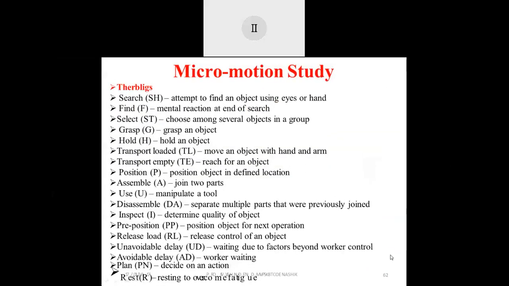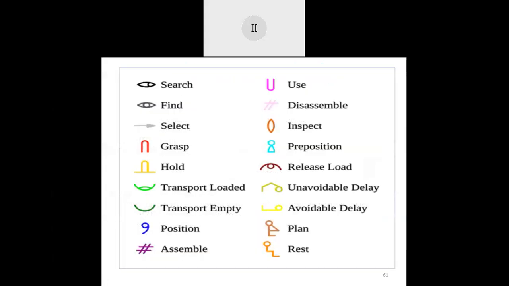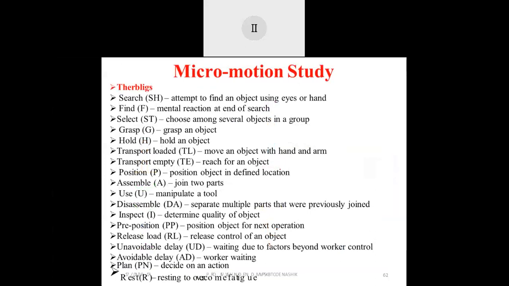Next, micro motion study. It is the same thing we have written here, with the meaning, or you can say application, described here. First one is search. This Therblig means attempting to find an object using eyes or hand. Using the operator's eyes or hand, we are attempting to find some object. We are searching for an object.